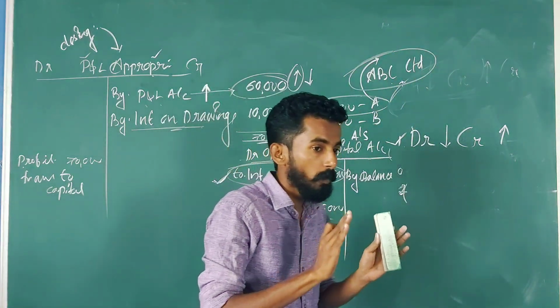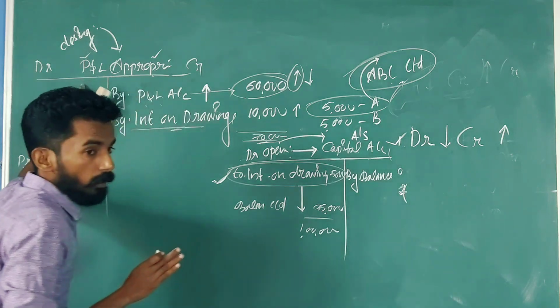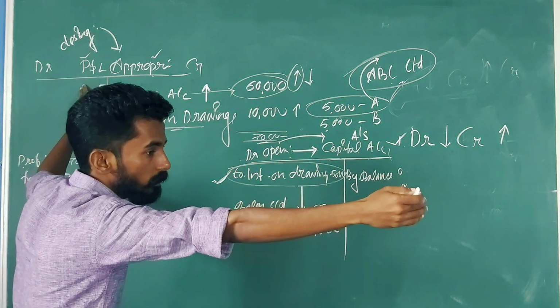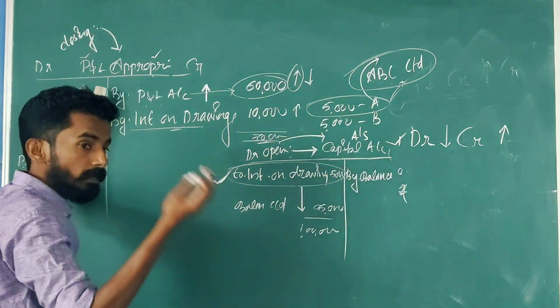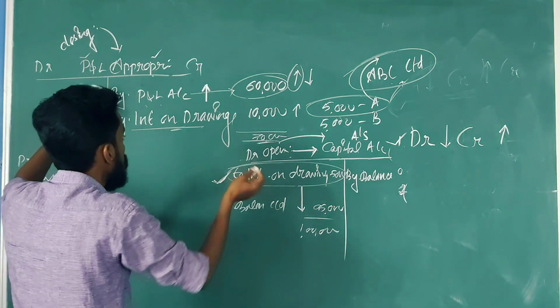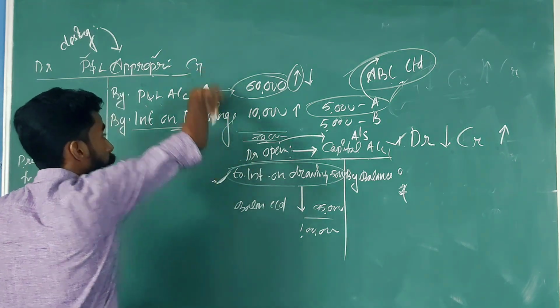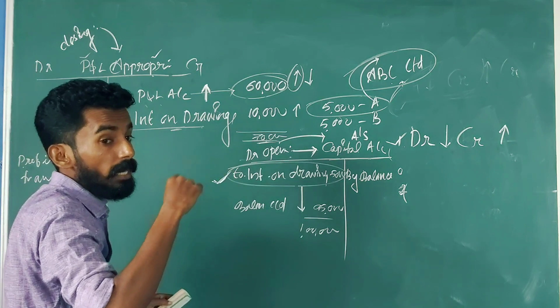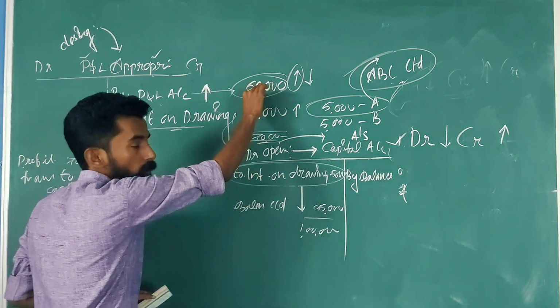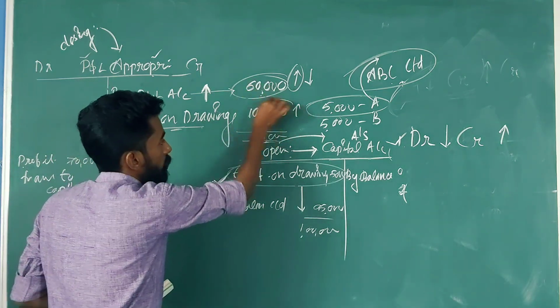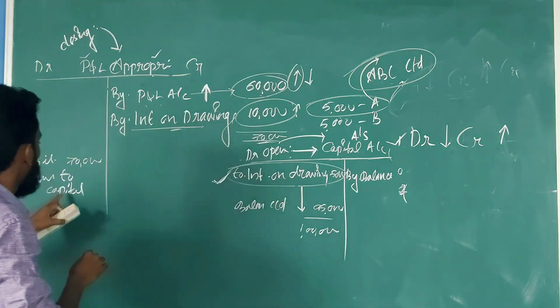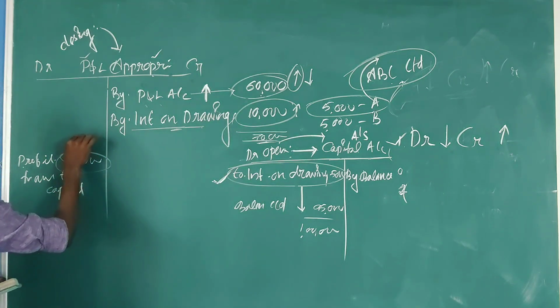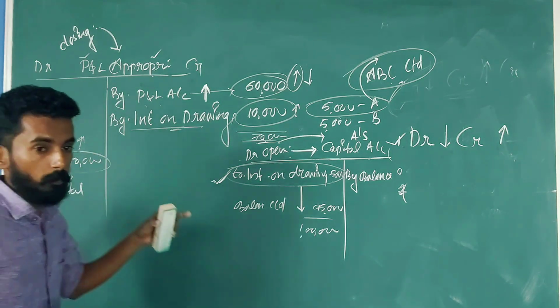On drawings, the partnership firm is charging from partners. Closing entries are always connected with the appropriation account. So if a partnership firm is charging interest on drawings, automatically the firm's profit will increase, because they are charging from partners. See, 60,000 was the profit. We have already charged 10,000, so profit balance will increase to rupees 70,000. So please conclude it fast.